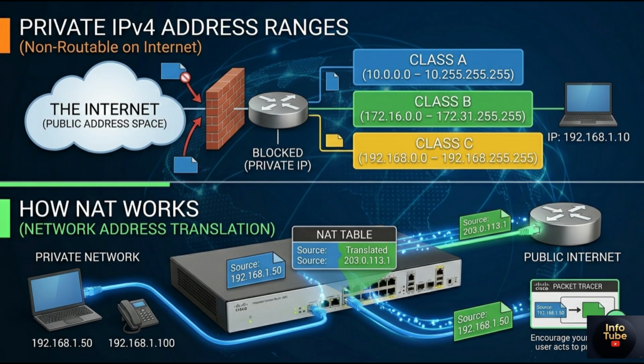4. Practical practice. Understanding these ranges is one thing, but seeing them work is another. I highly recommend that you download Cisco Packet Tracer. It is a free tool provided by Cisco that allows you to build your own virtual networks. Use it for a practical demonstration. Drag in a router, a switch, and 2 PCs. Assign them private IP addresses from the ranges we discussed and watch how they communicate. It is the best way to move from theory to real-world skill.